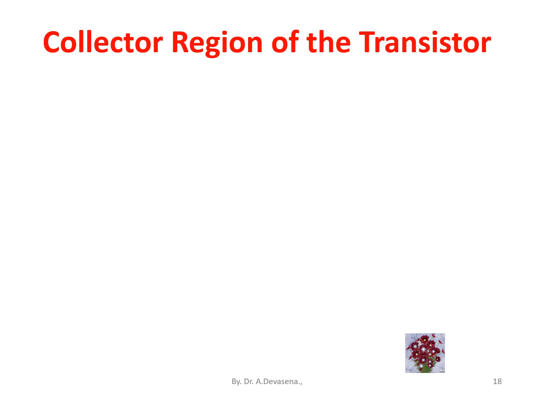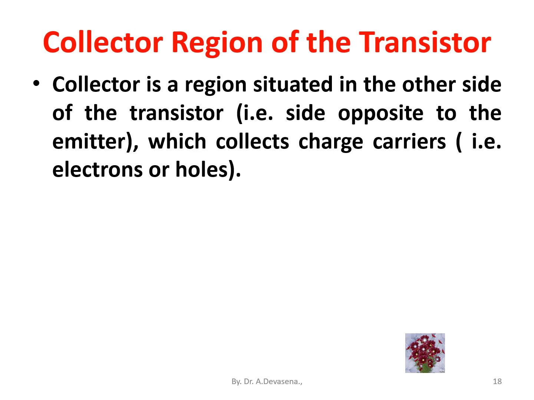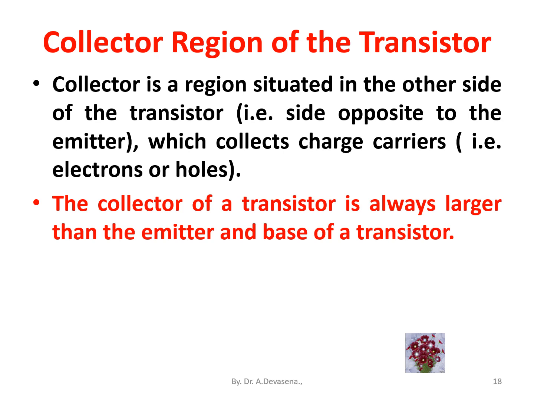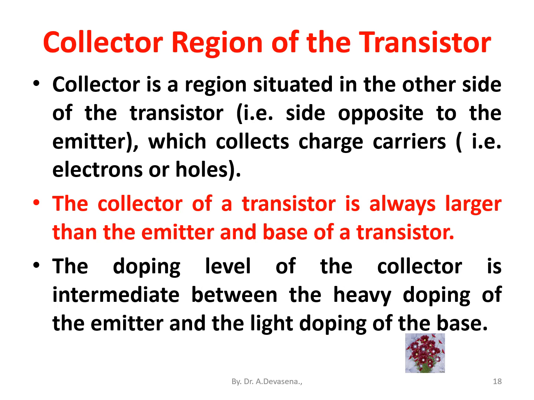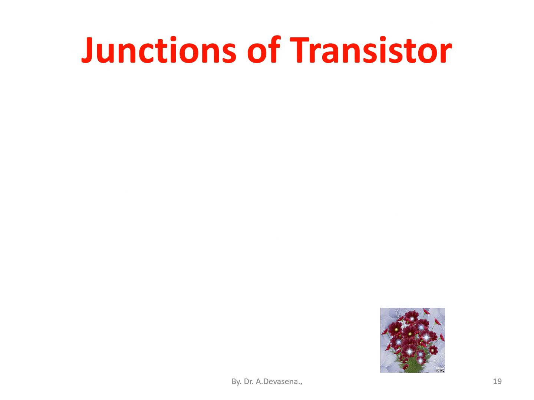Collector region of the transistor. The collector is a region situated on the other side of the transistor, that is, the side opposite to the emitter, which collects charge carriers, that is, electrons or holes. The collector of a transistor is always larger than the emitter and base of a transistor. The doping level of the collector is intermediate between the heavy doping of the emitter and the light doping of the base.